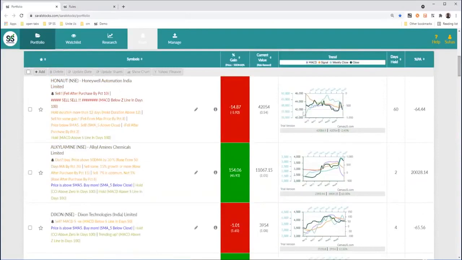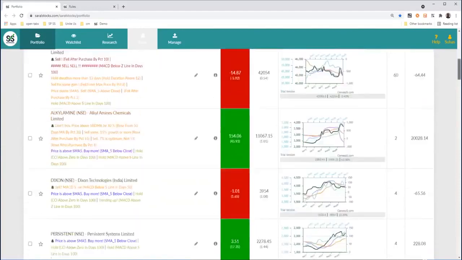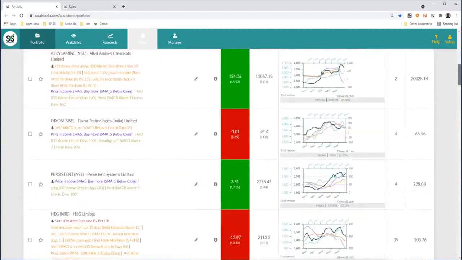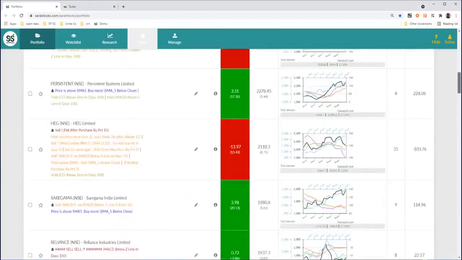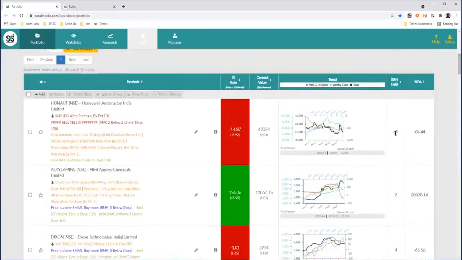This gives you an easy way to visually analyze how the stock has been performing for you in your specific portfolio. For example, in this Honeywell Automation, there is a downward trend on a weekly basis, and there is no trend on a daily basis. Whereas the graph for Alkylamines shows a growing trend for both. Similarly, Persistent Systems also shows a growth path. The number of days you're holding the stock is here, and it's also for you to decide how long you want to hold the stock. You could sell the stock if it has not moved over the last few days.